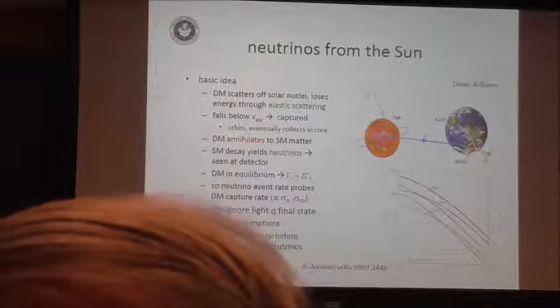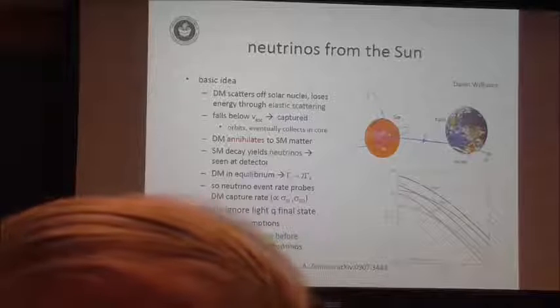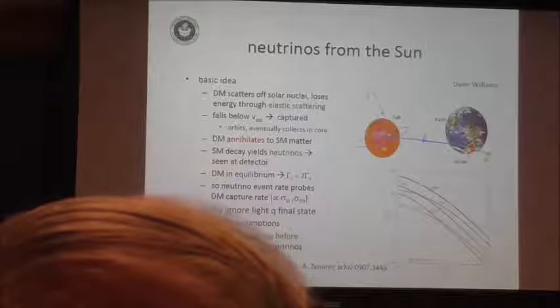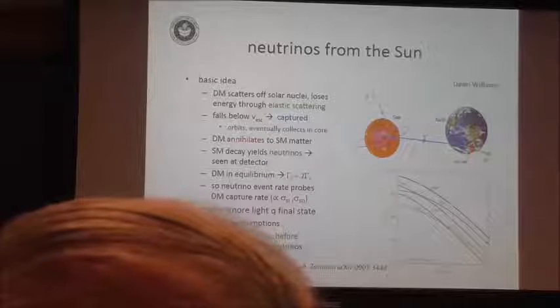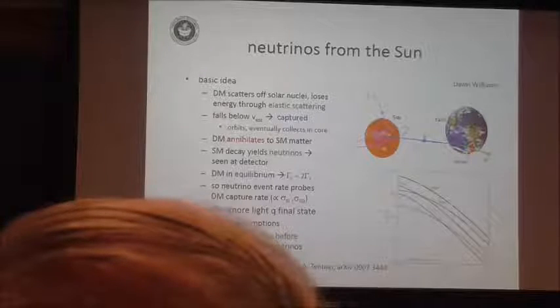And we're going to focus on the case where the scattering is spin-dependent, just because for spin-independent scattering, the bounds from direct detection are already so strong that you're not going to really gain anything by using neutrino detectors. But for spin-dependent scattering off the hydrogen in the sun, you can actually get bounds which are competitive or even can surpass what you can get from direct detection.